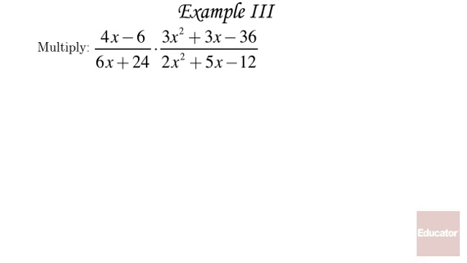This third example is more complex, involves quite a bit of factoring. I've got binomials, I've got trinomials, so I'm going to get started, as always, factoring first, cancel common factors, and then multiply.